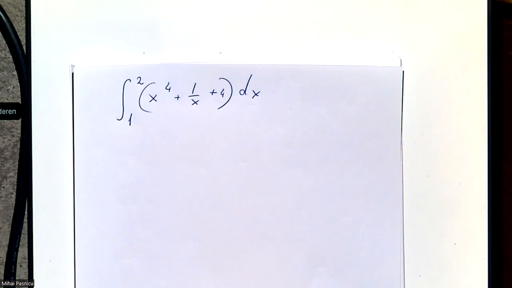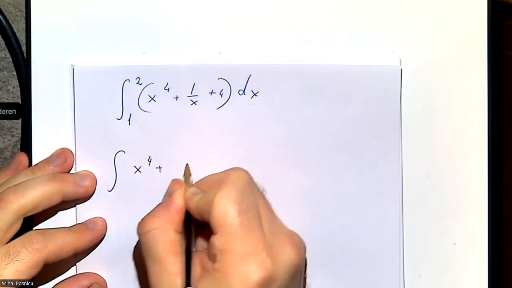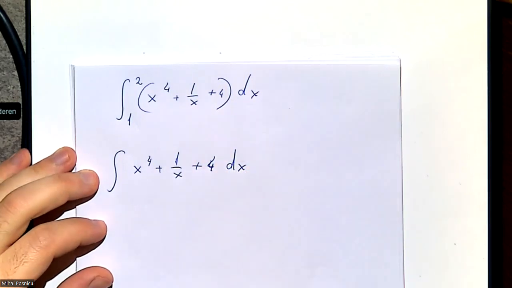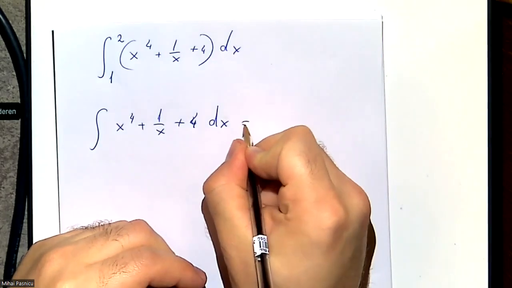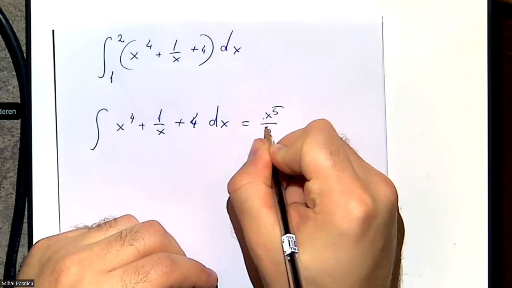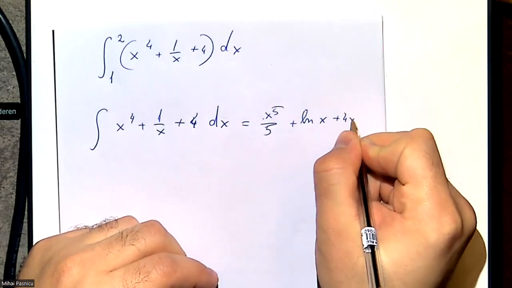So everyone should have observed that the hard part is actually computing that big f of x, the primitive. Once you have that, it's over. It doesn't matter what definite integral you have, it's over. Okay, so again, we're just going to copy it. We know that the integral of x to the 4th plus 1x plus 4 dx is equal to x to the fifth over 5 plus log of x plus 4x plus a constant, okay?